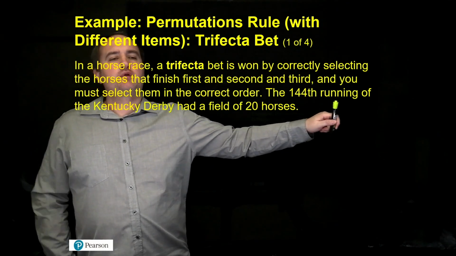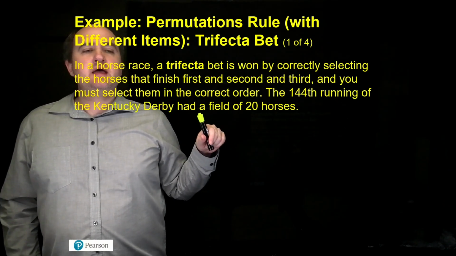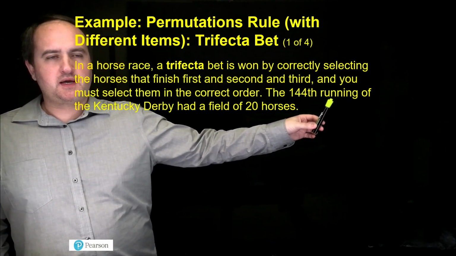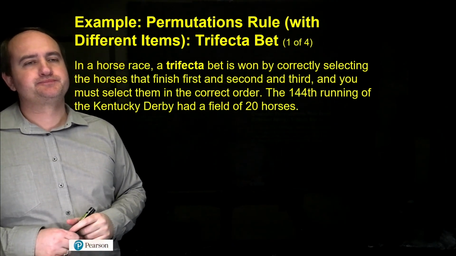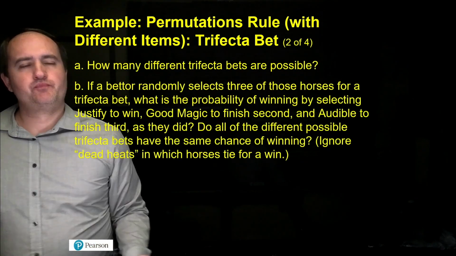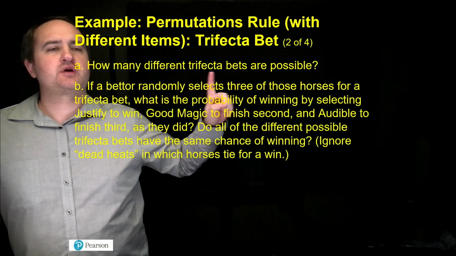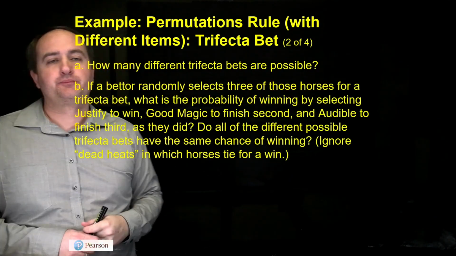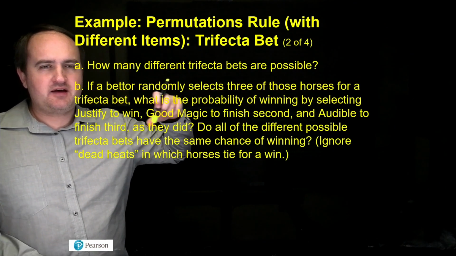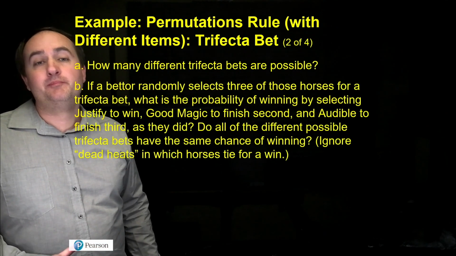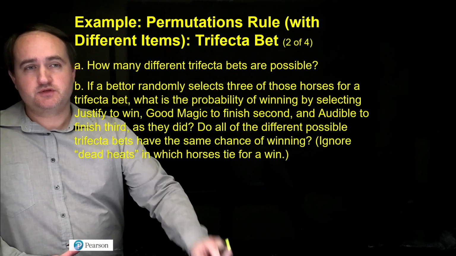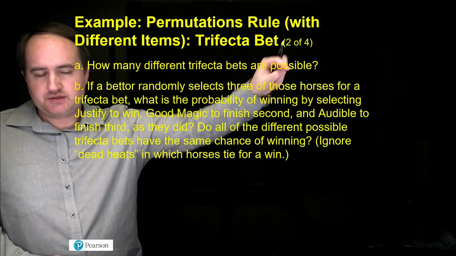The 144th running of the Kentucky Derby had a field of 20 horses. The 144th we do not need. The 20 horses we do need. So let's see what they ask us. How many different trifecta bets are possible? They're asking us in part A to count the number of possible trifecta bets. And we already said that order matters, so we know that it's going to be the permutations rule.